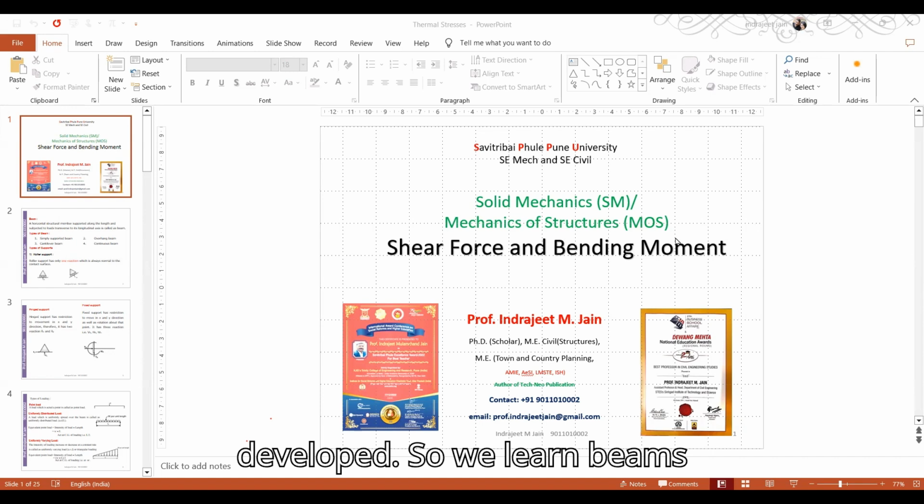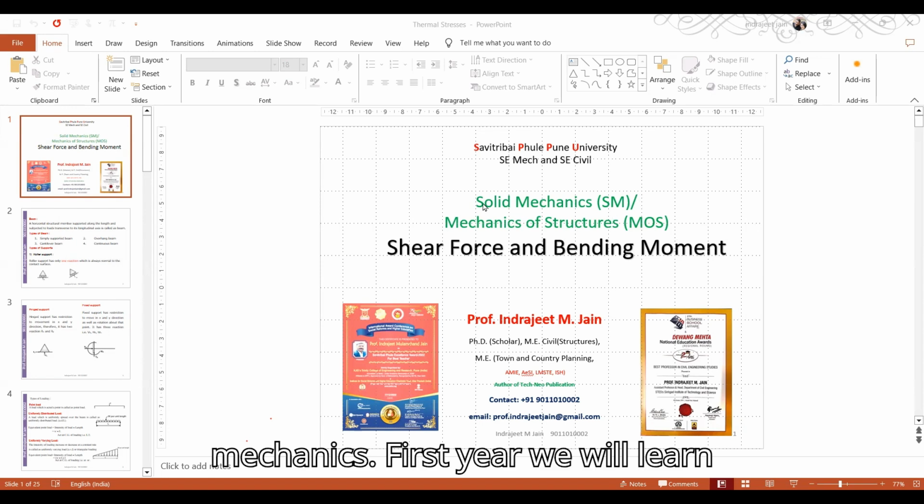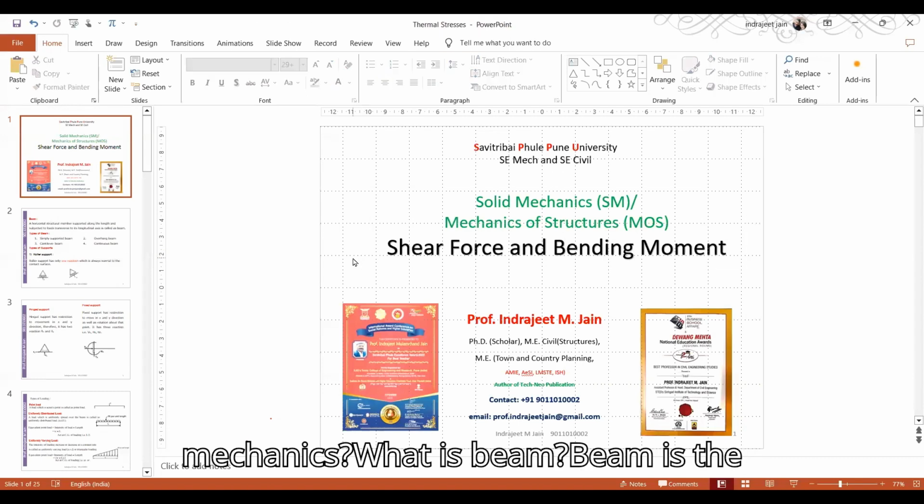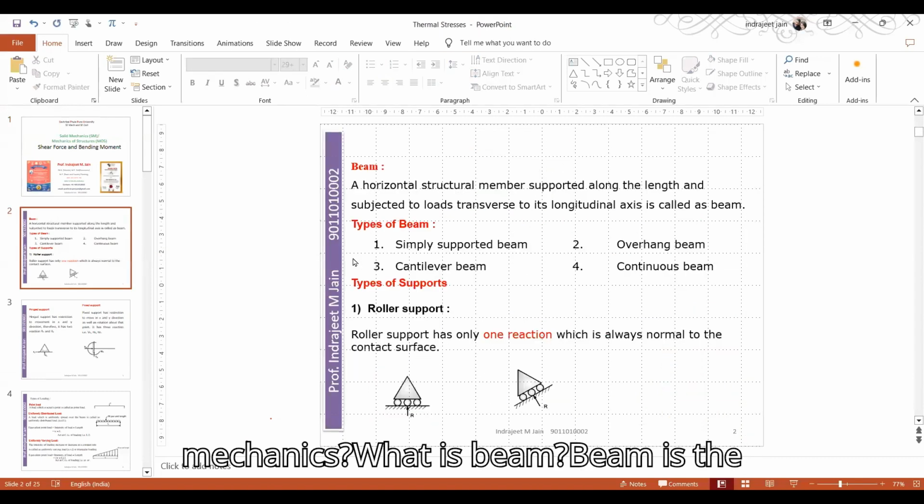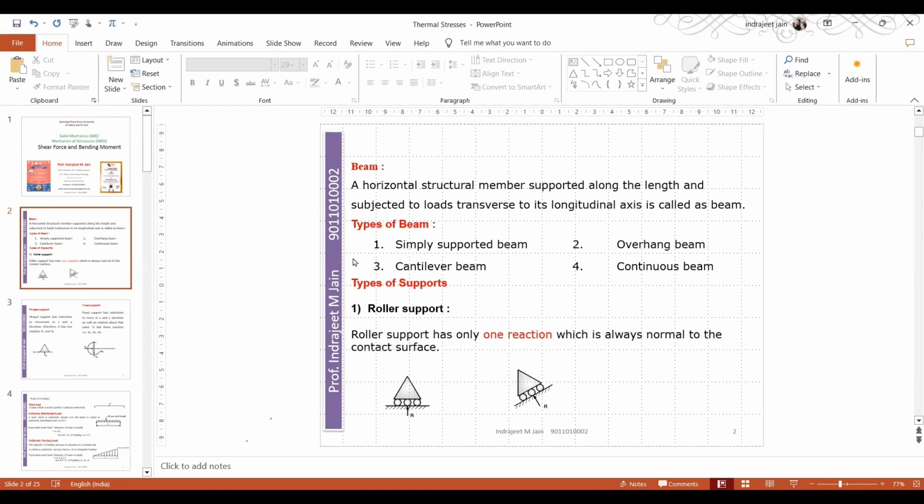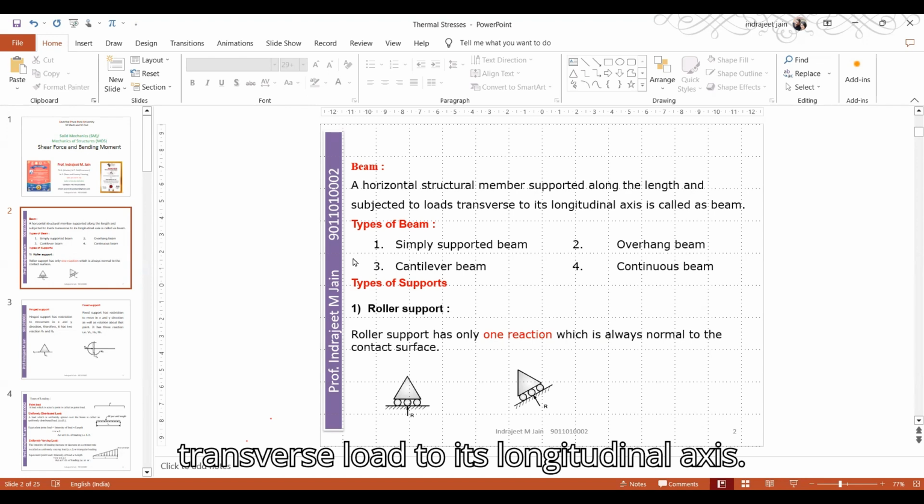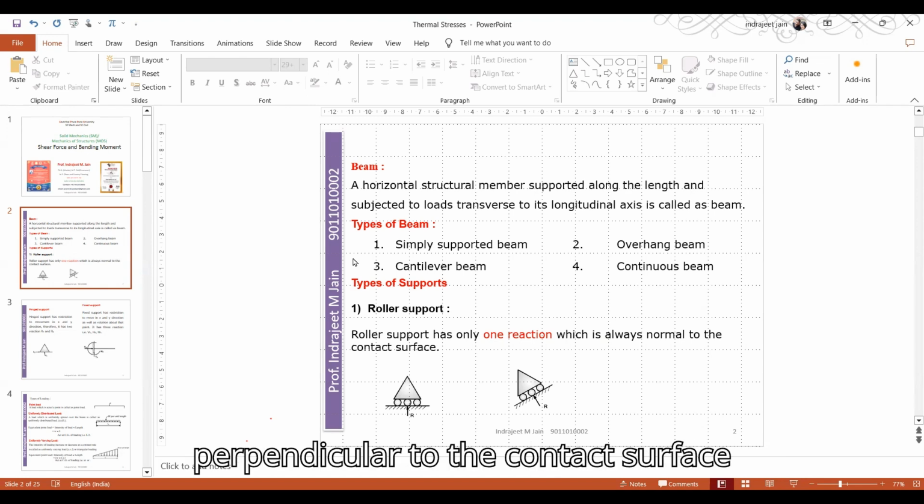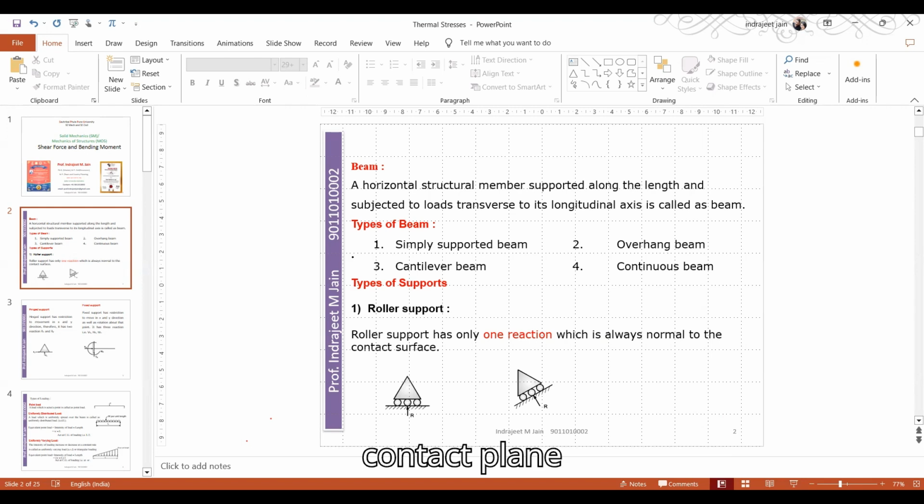So we learn beams in first year mechanics. Diploma first year, we have learned mechanics. So what is a beam? Beam is the horizontal structural member subjected to transverse load to its longitudinal axis. Transverse load means what? Load which is perpendicular to the contact surface, contact plane.